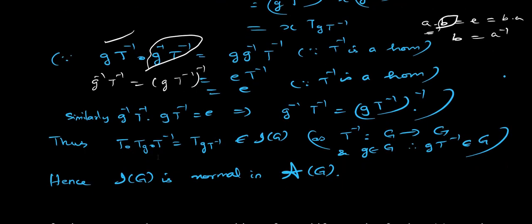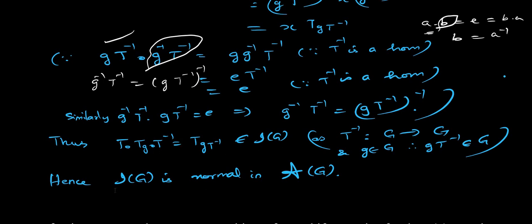Thus T composition TG composition T inverse is T suffix GT inverse, and this obviously is a member of script I of G for this reason. T inverse is a mapping from G to G, G belongs to capital G, therefore GT inverse belongs to G. So whatever here in the suffix that we have, that should be a member of capital G. That is how your script I of G is defined. So you have this belonging to script I of G.